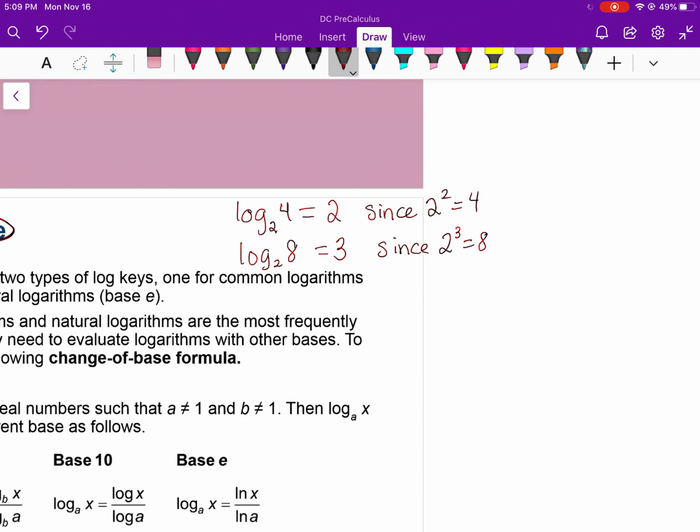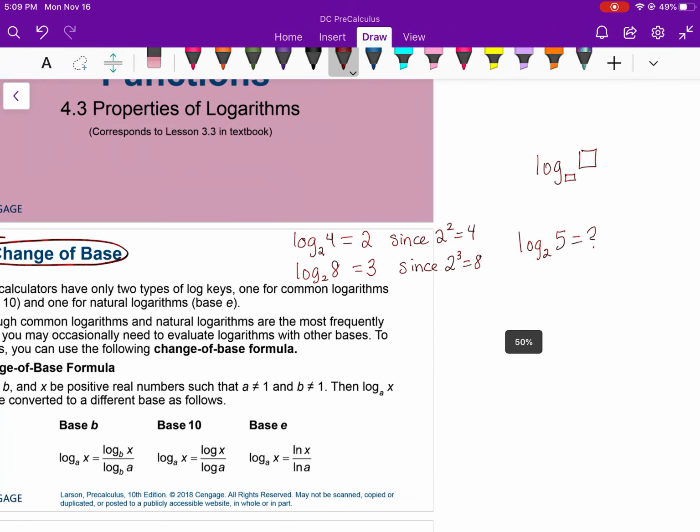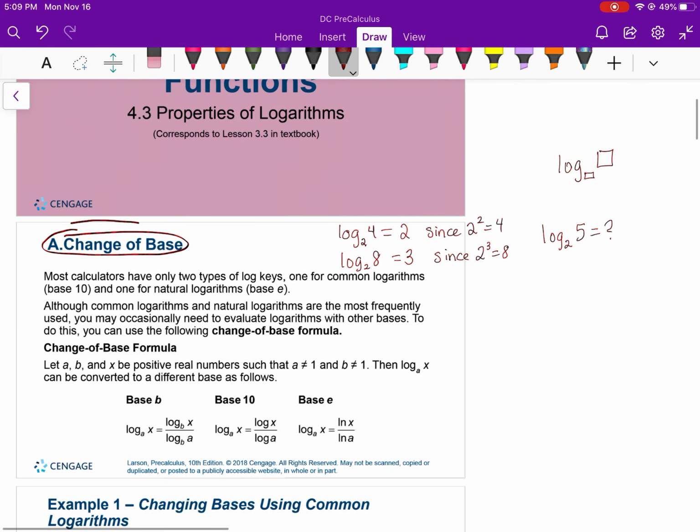What if I said, though, what's log base 2 of 5? So we know log base 2 of 4 is 2, log base 2 of 8 is 3, but how would we find log base 2 of 5? Now I know some of you have a calculator button that allows you to put in different bases other than base 10. But you need to demonstrate in this class that you know how to use this thing called change of base.